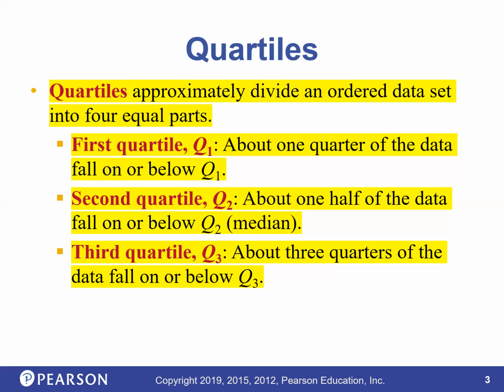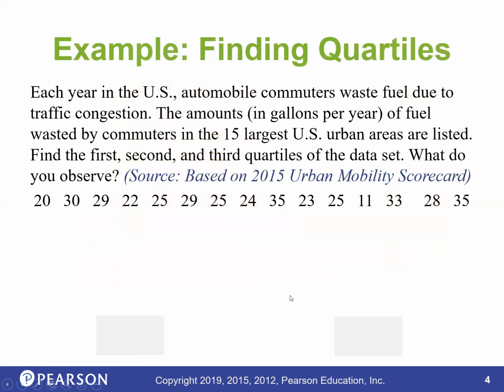So let me go through a few things quickly here. Don't write this down, but just think with me. I have this data set. What should we do first? Each year the U.S. automobile commuters waste fuel due to traffic congestion. This is the amount of fuel wasted by commuters in the 15 largest urban cities listed. Find the first, second, and third quartiles of the data set. What do you observe?